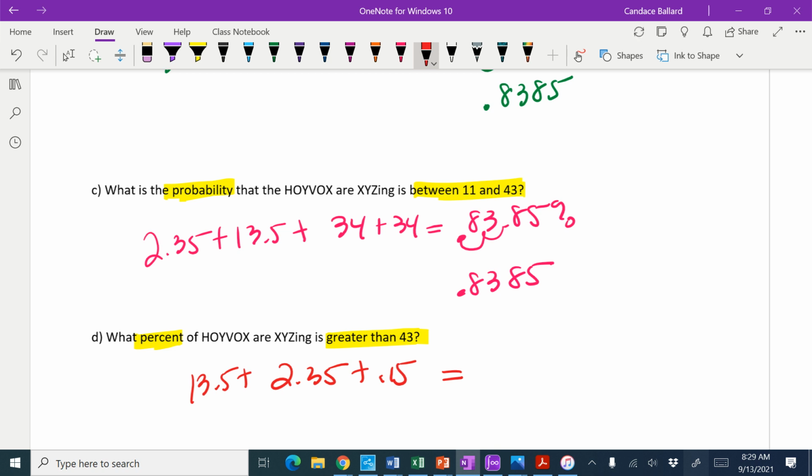Okay. What'd we get? 16%. Do I need to convert it? No, because it said percent. I get to keep it, right?